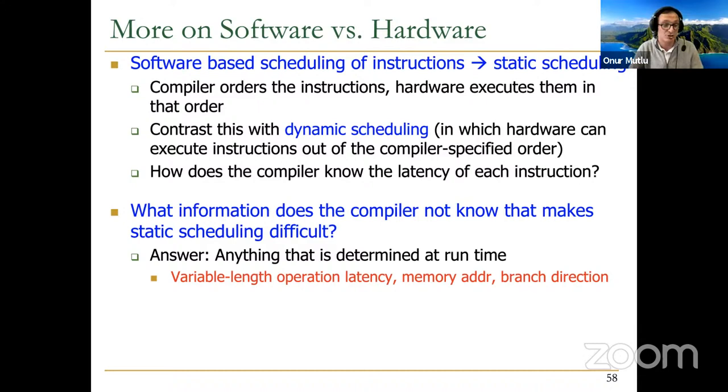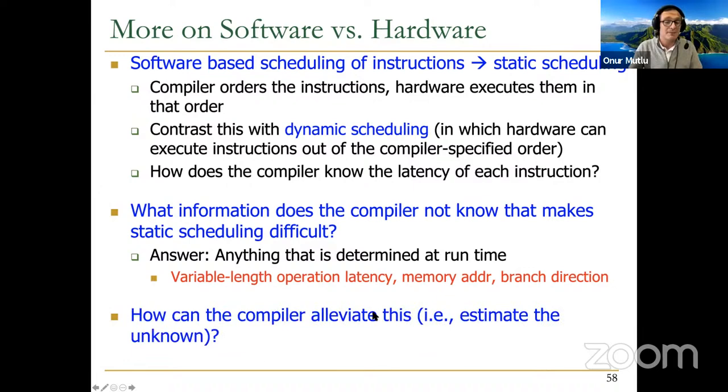So basically, one question is, how can the compiler alleviate this, estimate the unknown? It's not as bad as I said, because the compiler can run the program, right? Somebody can supply, let's say, representative input sets to the program. The compiler can run your program and say, oh, I figured out this branch is 99% taken. So I'm going to assume that it's mostly taken, and then schedule the code according to that frequently taken path, let's say, right? This is called profiling. The compiler essentially can profile the code with many different input sets and get some evidence as to this information, the operation latency, memory addresses, and branch direction, by profiling the program.